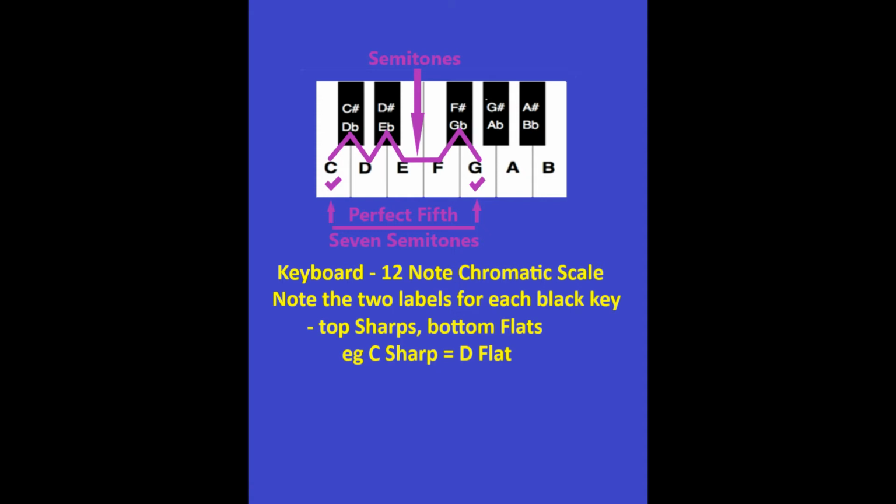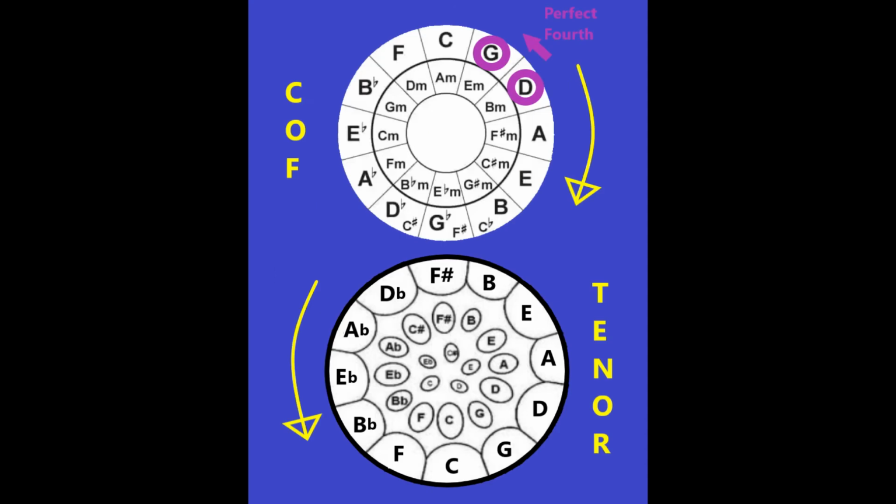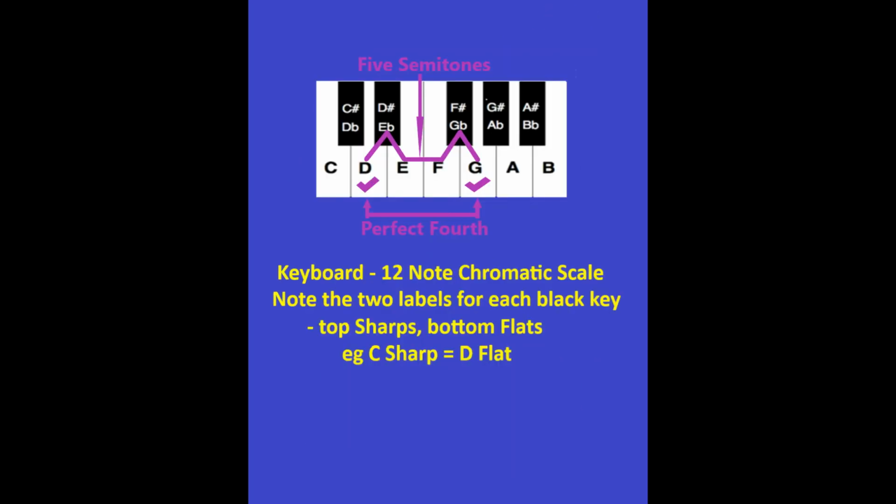Anti-clockwise, the adjacent notes on the circular fifths are 5 semitones apart, spanning 4 adjacent white keys, called a perfect fourth. Hence the name fourths and fifths of the tenor pan pattern.